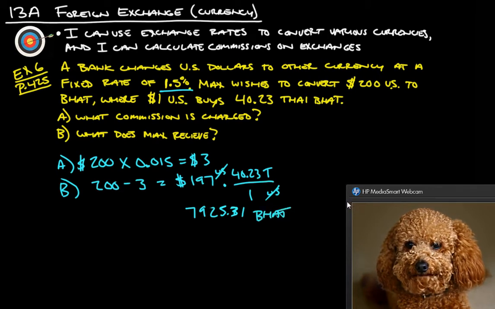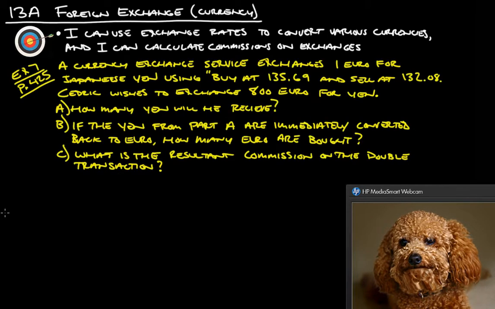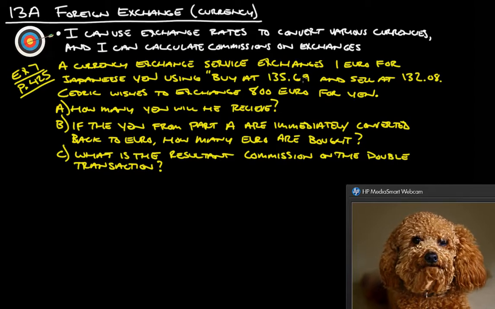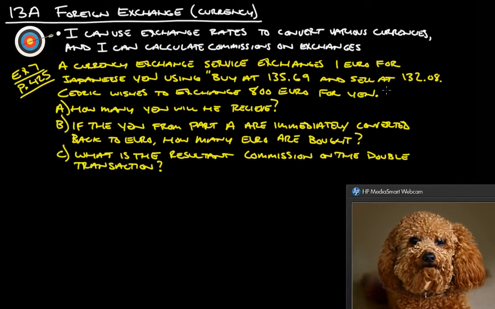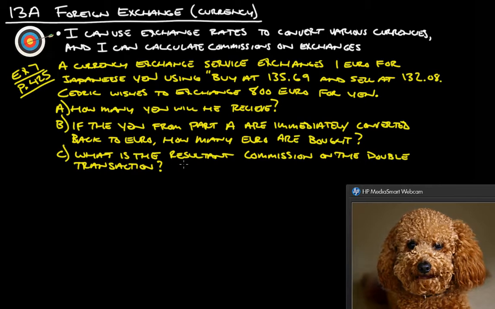All right. Okie dokie. One last example here. A currency exchange service exchanges €1 for Japanese yen using the buy at 135.69, sell at 132.08. Cedric wishes to exchange €800 for yen. How many yen will he receive? And then after that, if the yen are immediately converted back to euro, how many euro are bought, and then what's the resultant commission on the double transaction?